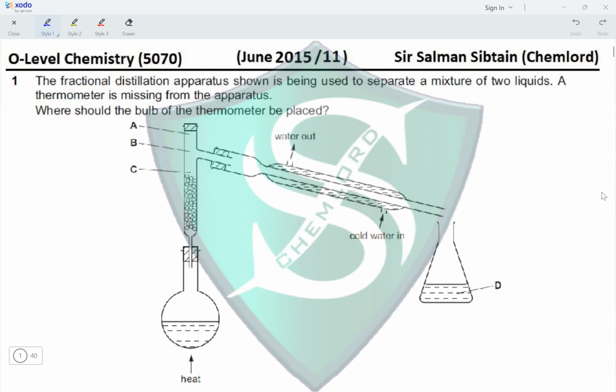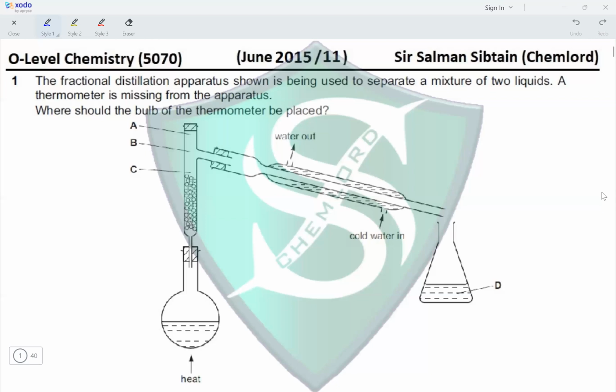So we place a thermometer in order to measure the boiling point of the liquid. So this would be exactly at the point where the vapor of the liquid enters the condenser, because that is when it is collected, condensed, and separated from the other liquids.